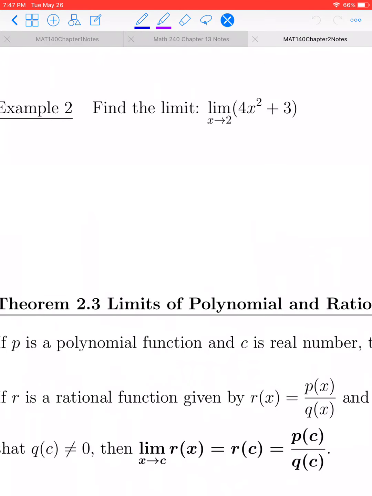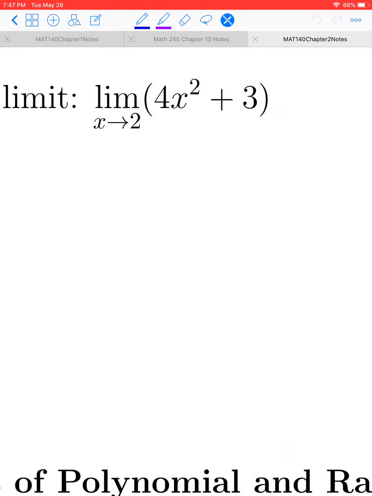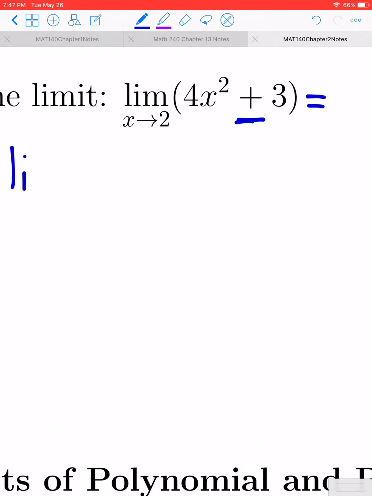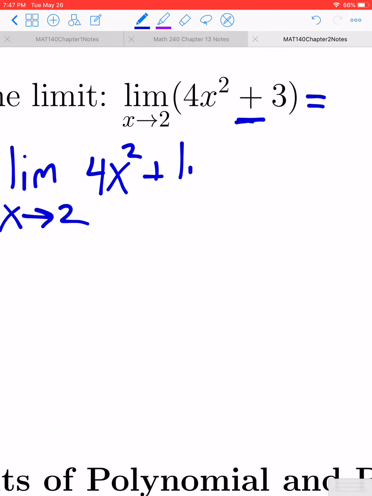Let's take a look at example 2. They ask us to find the following limit. This is the limit as x approaches 2 of the polynomial 4x squared plus 3. So let's take a look at what we have. First of all, this is the addition of two terms. So we know from our addition rule for limits that this is the same thing as the limit as x approaches 2 of 4x squared plus the limit as x approaches 2 of 3.